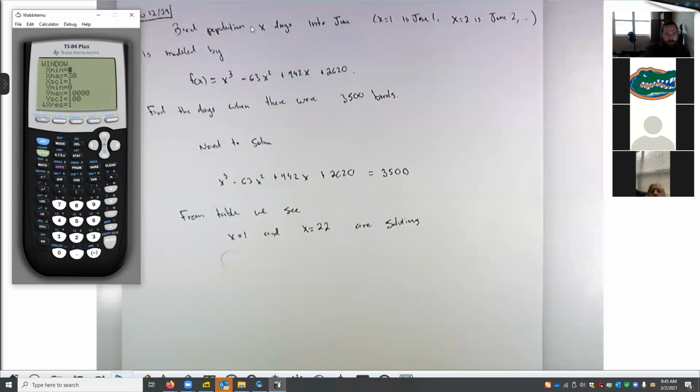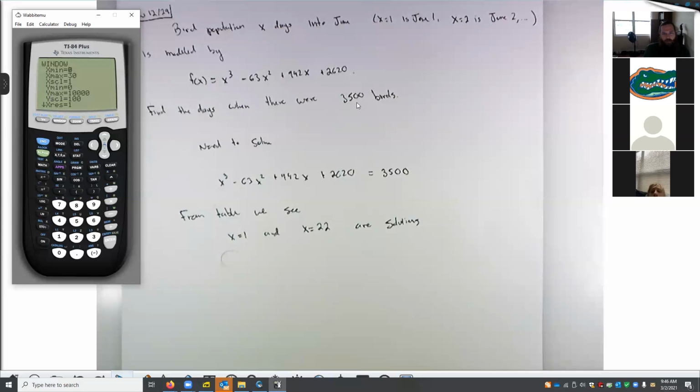June has 30 days. This function just models the population of birds in the month of June. So I set my x min to 0 and my x max to 30, because that's how many days there are in June. I'm not really interested in negative days, and I'm not interested in days more than 31. Then I set my y min to 0. I'm not interested in having a negative number of birds. I'm just interested in the population of birds, which is certainly always greater than or equal to 0. And I set the max to 10,000.